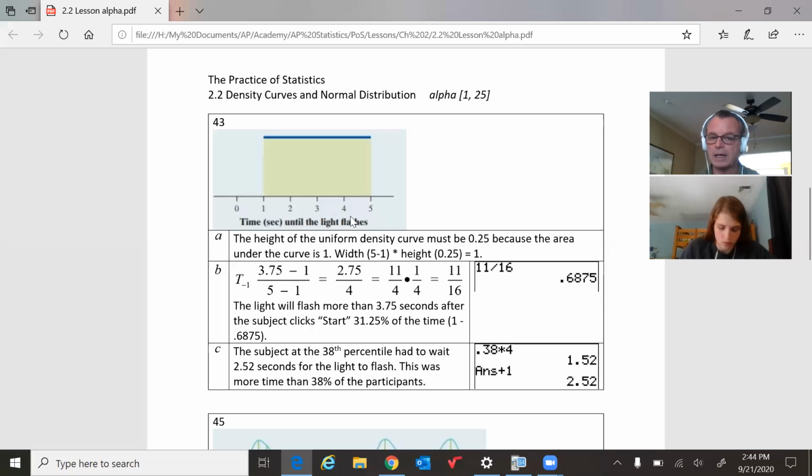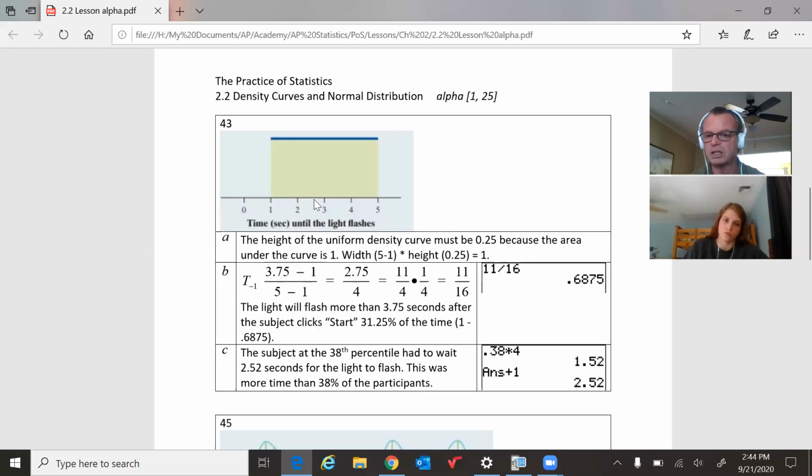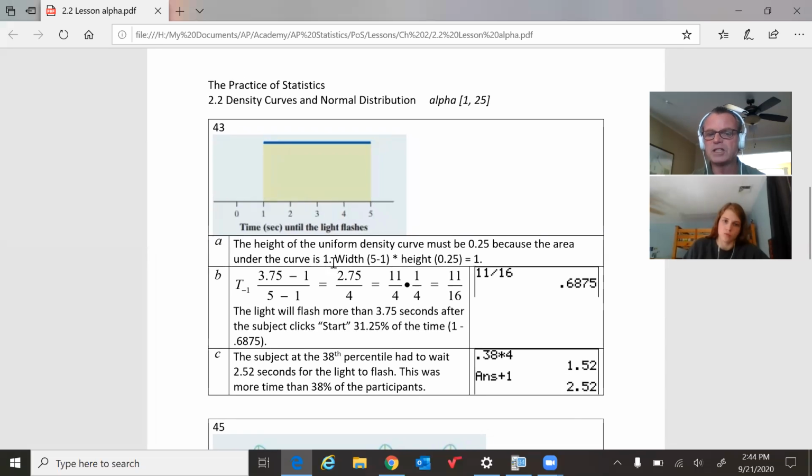So what's confusing, I get it, because I remember doing this problem for the first time last year. What's confusing is the graph begins at 1 and not at 0. But if you just look at this, does this make sense? If it says more than 3.75, you certainly have less than half the area to the right of that. So does your answer make sense? And our answer is less than a half.